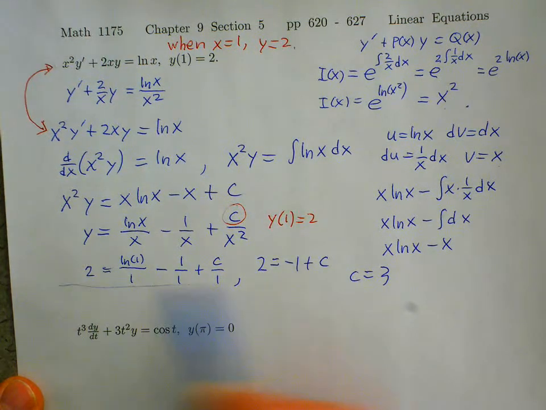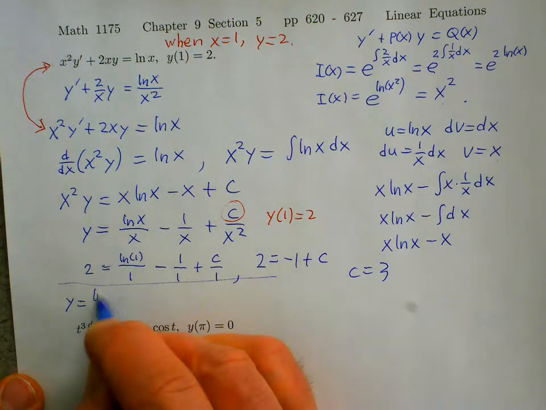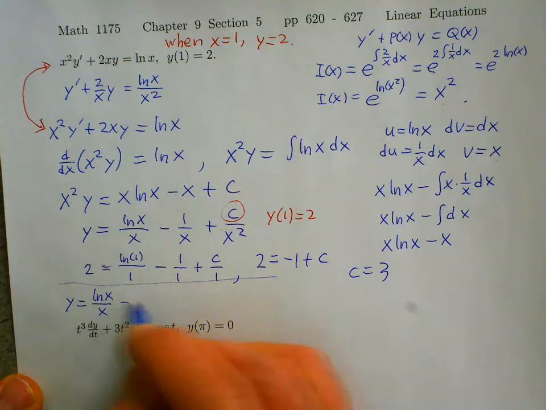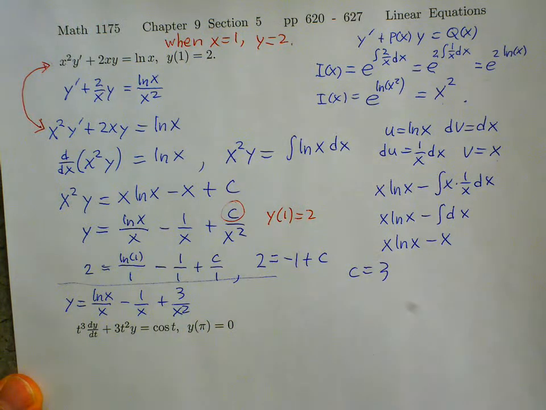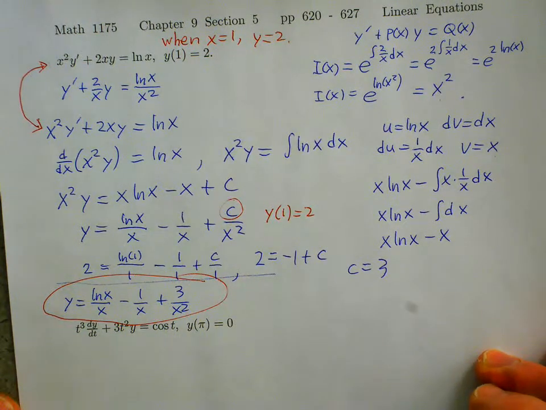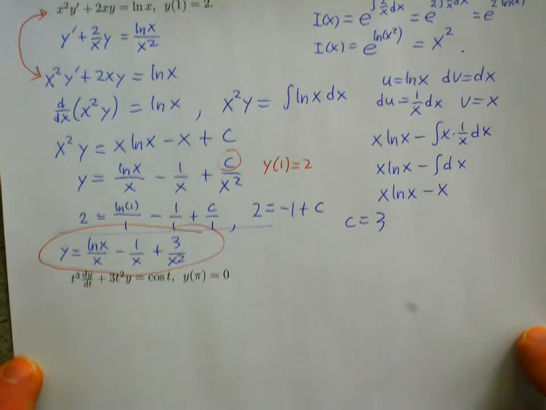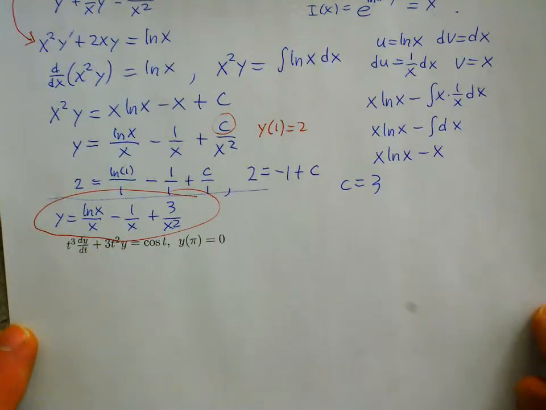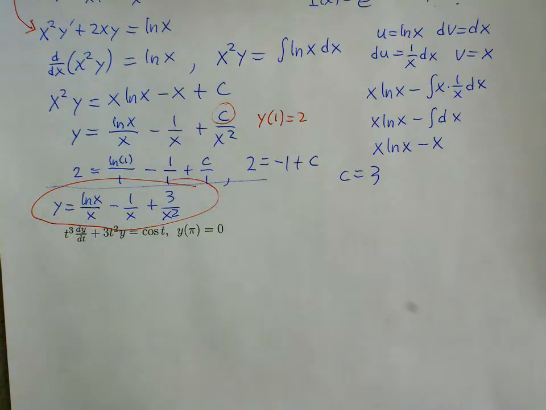Okay, so I'll squeeze in the solution here. Y equals the natural log of x over x minus 1 over x plus 3 over x squared. So this is our solution. Okay, the next one, t to the third dy dt plus 3t to the second y equals cosine of t. And the initial condition, y of pi equals 0.